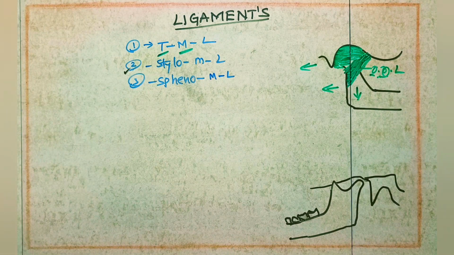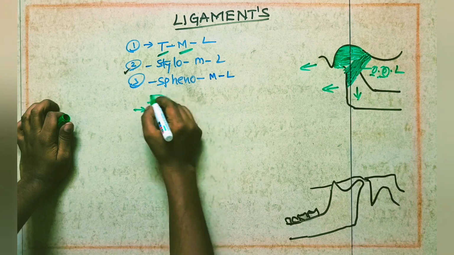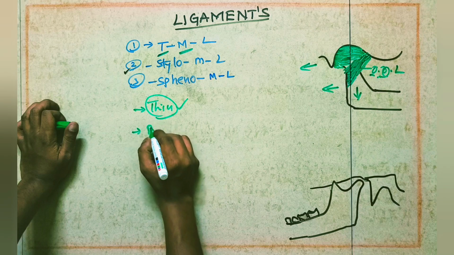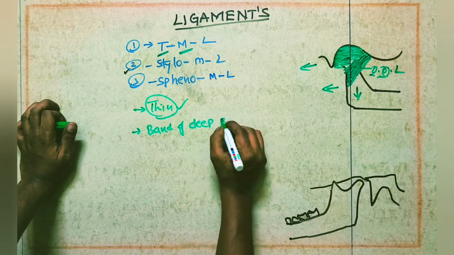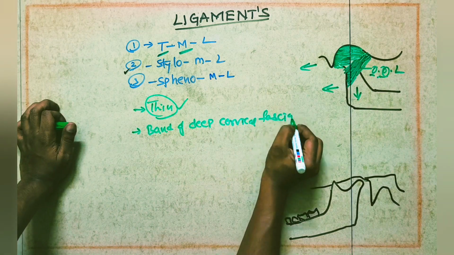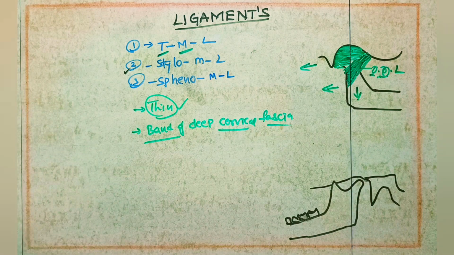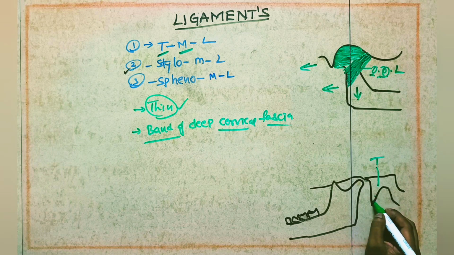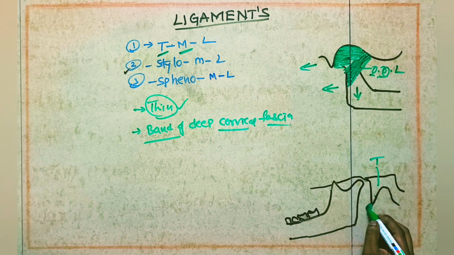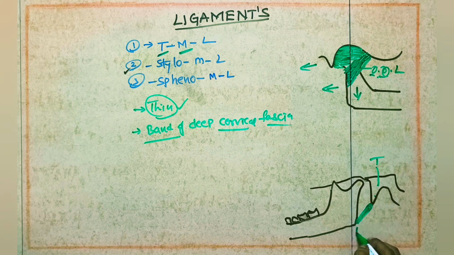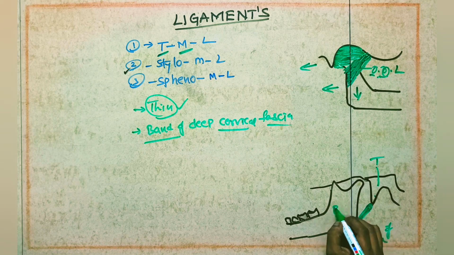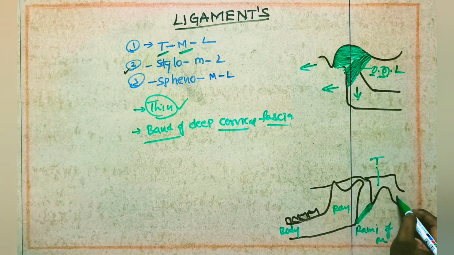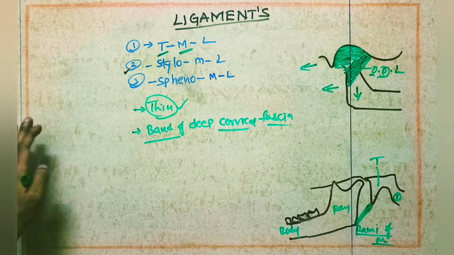The stylomandibular ligament is a very thin ligament, and especially it is not a true ligament. It is a band of deep cervical fascia. Where is it present? This is our temporal bone, and this is the styloid process of the temporal bone. The ligament is present between the styloid process of the temporal bone and the posterior border of the rami of the mandible. This is the rami of the mandible, and this is the body of the mandible.